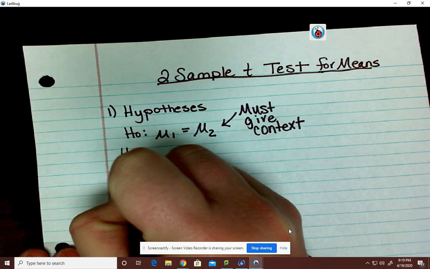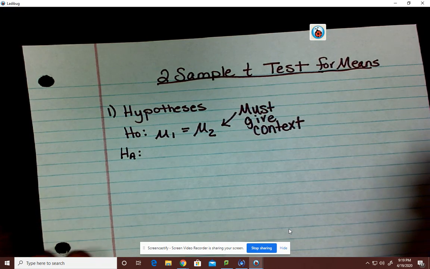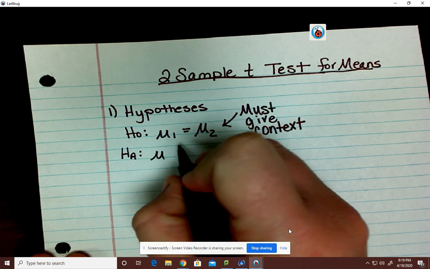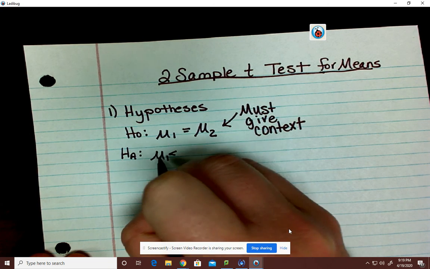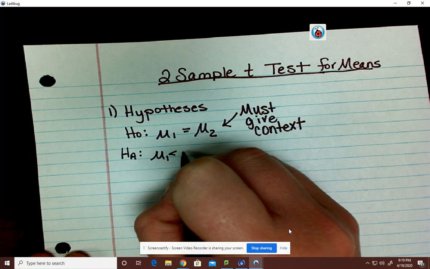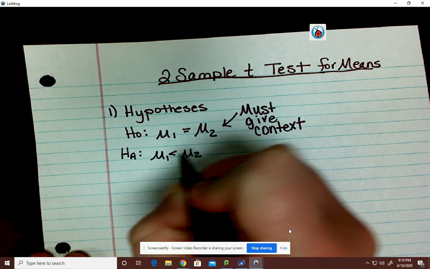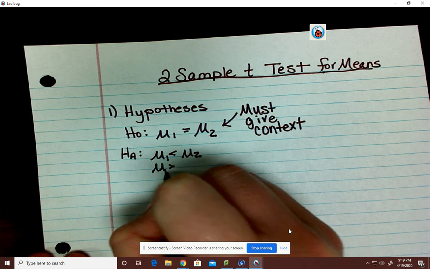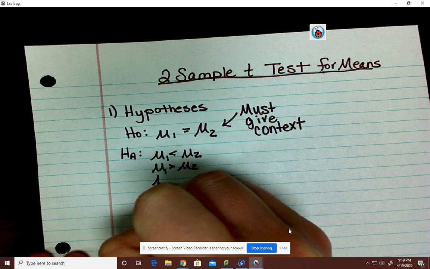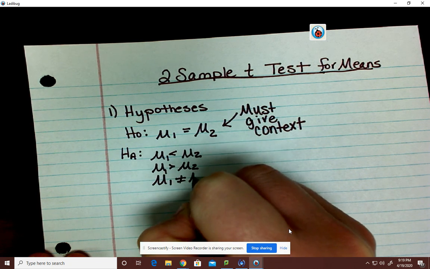All right, then we have our alternative. We may say either that the mean of 1, which is mu1, would be less than that of 2, or it's greater than, or it's just not equal to.